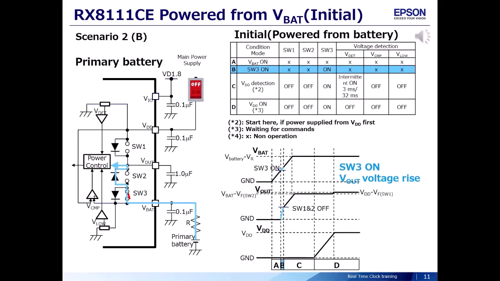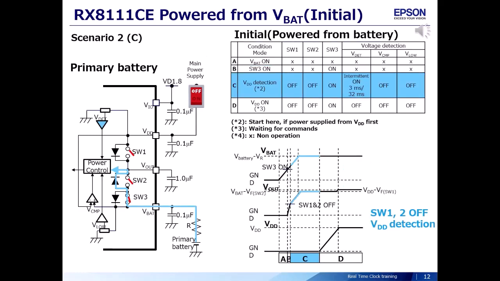Scenario 2, Case B. When the voltage of VBAT rises to a certain extent, switch 3 turns on. The voltage at VOUT, which is the internal voltage of the RTC, rises. Scenario 2, Case C. When VOUT rises further, switches 1 and 2 turn off. VDET that monitors VDD starts operating.